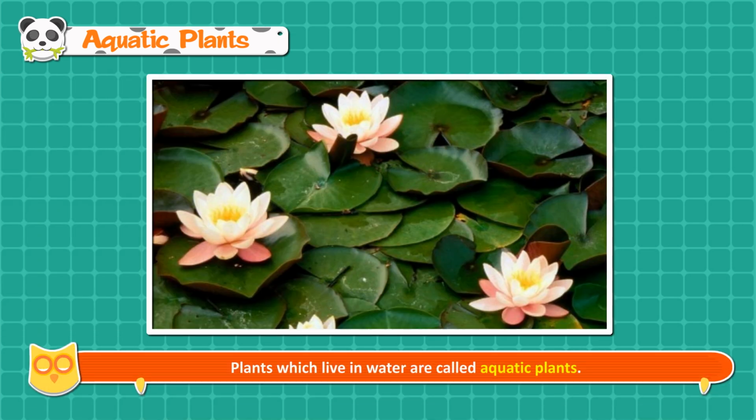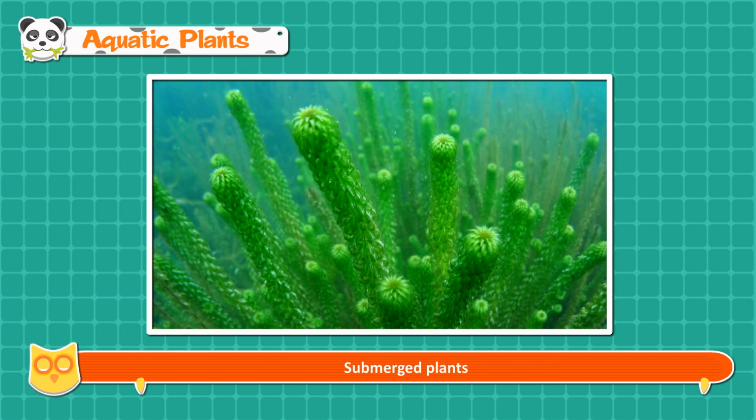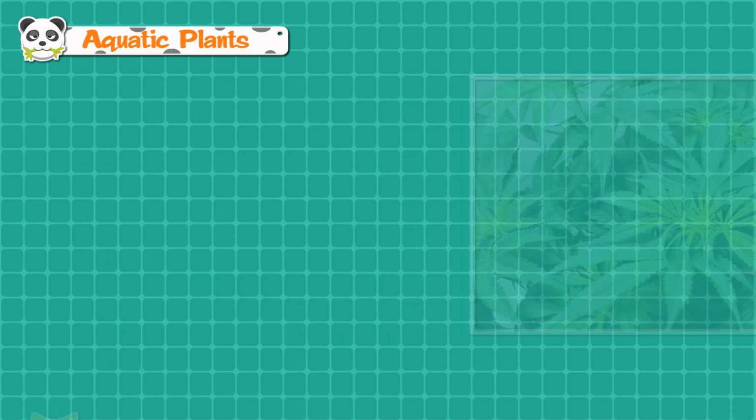Aquatic plants. Plants which live in water are called aquatic plants. They can be divided into 3 categories: free-floating plants, submerged plants, fixed plants.